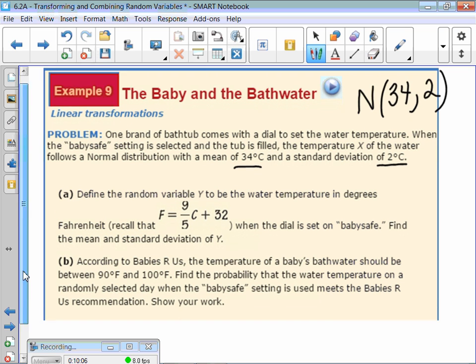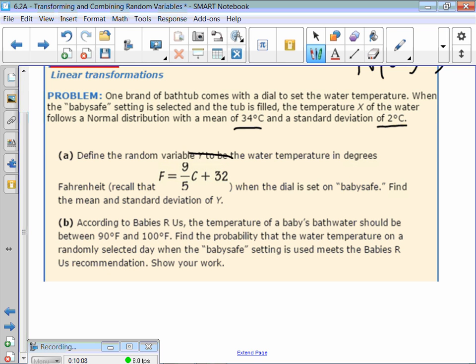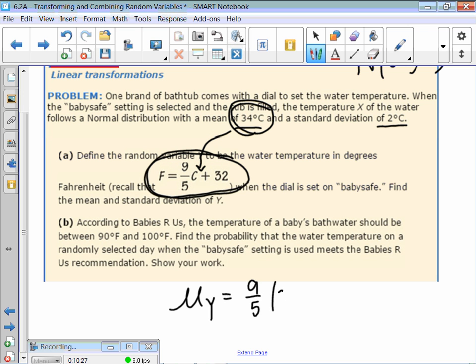So find the mean and standard deviation of Y. Using this formula, if I want to find the mean of Y, to convert my degrees Celsius, I'm going to plug it into this formula. Do we do both steps? Will we multiply and add if we are doing the mean? Yes, we will. That's really the only important thing. And my answer is 92 something.